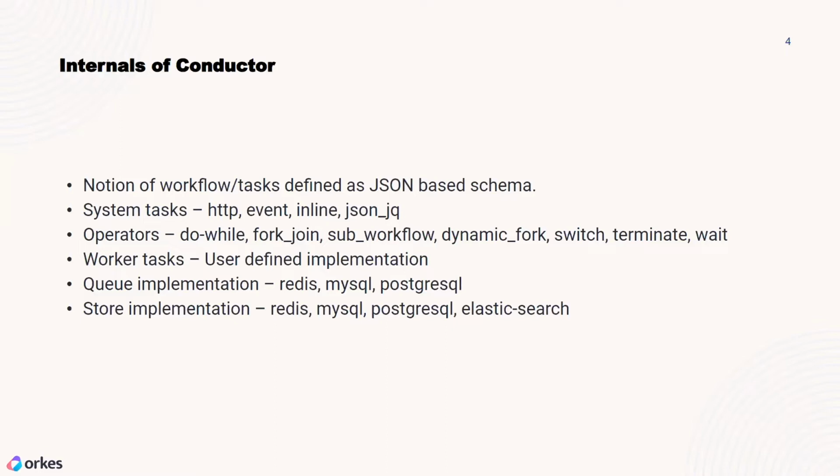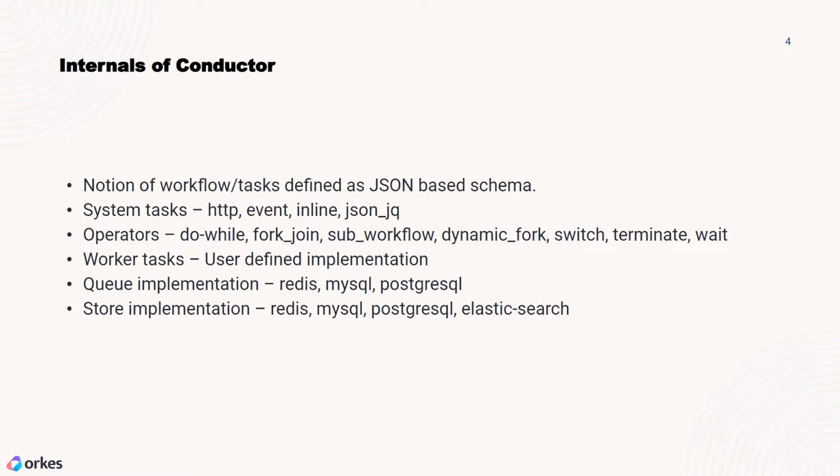Worker task, again, the third bucket, is a user-defined implementation of any task. So let's say I want to do some database operations where I don't want the keys and secrets to be visible on the Conductor UI. So I can write code in my choice of programming language, and then basically I can implement a task, and then Conductor can deliver it, and then we can execute the task.